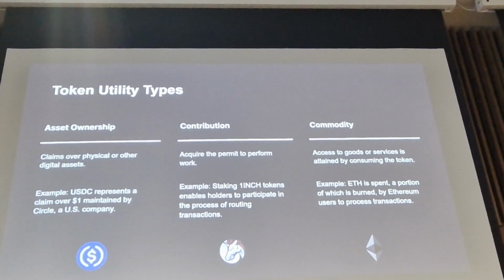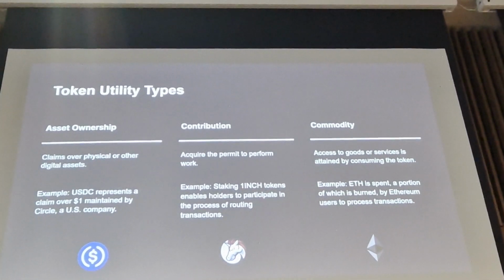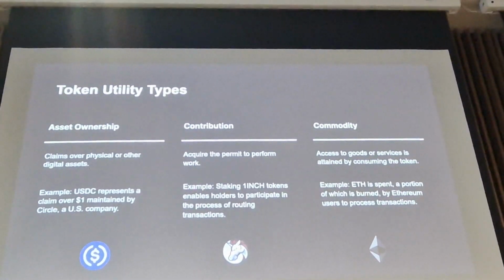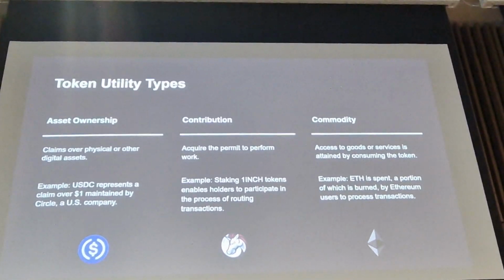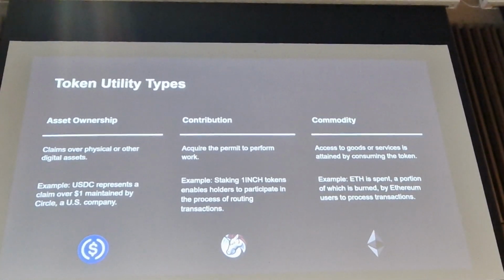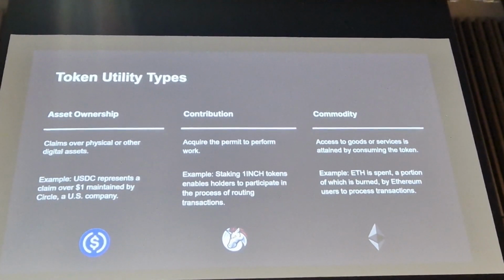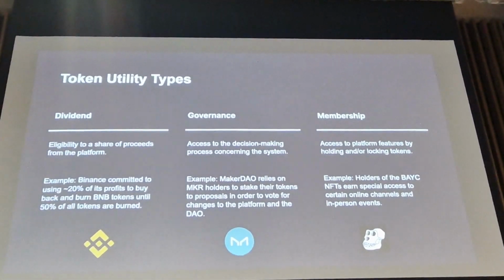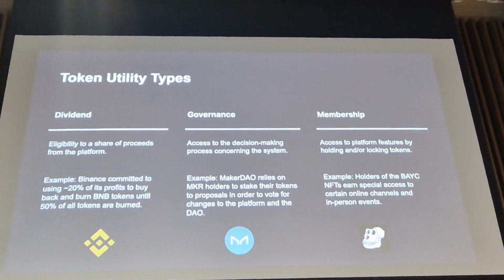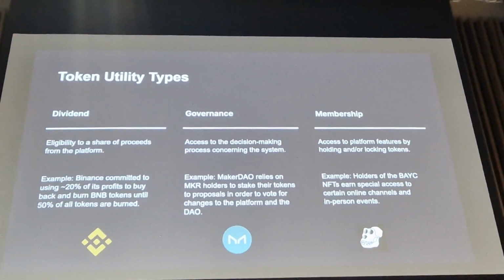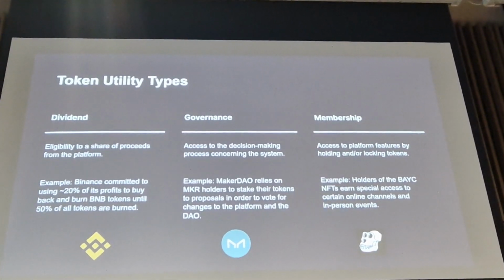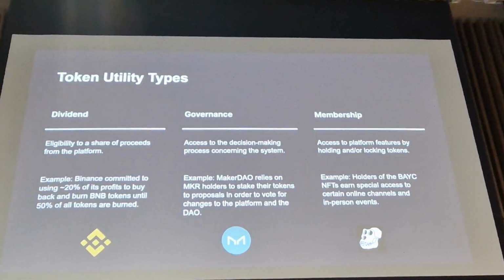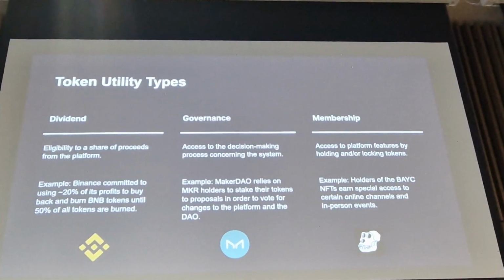Commodity tokens, so these allow you to access a good or a service typically on-chain, and the token is consumed partially or wholly in the process of doing so. So when you perform a transaction on Ethereum, a portion or some of that Ether is consumed by the network and the system. So you're essentially consuming the commodity to perform some kind of service or work. Is Ethereum a commodity though? That's how we use it. This is not an academic framework, it's our own framework as a research group. So happy to discuss. Dividend, so this is the eligibility to a share of proceeds from the platform. We can think of this as somewhat analogous to a security. We use the term dividend.